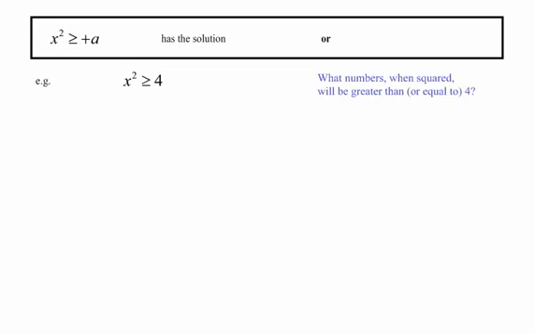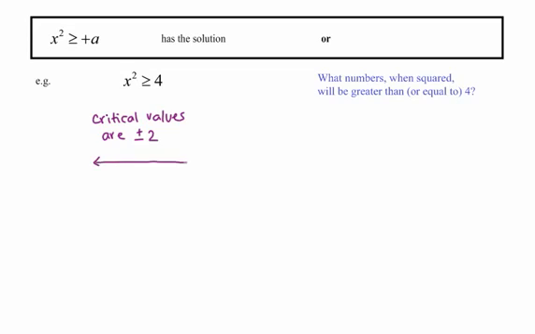If we had x squared greater than 4, what are the critical values here? What numbers when squared will be greater than or equal to 4? Let's start with what would equal 4. What values of x will equal 4? Those are what we call critical values, or endpoints. If we square root both sides, what numbers, when you square them, equal 4? The critical values in this case are positive and negative 2.